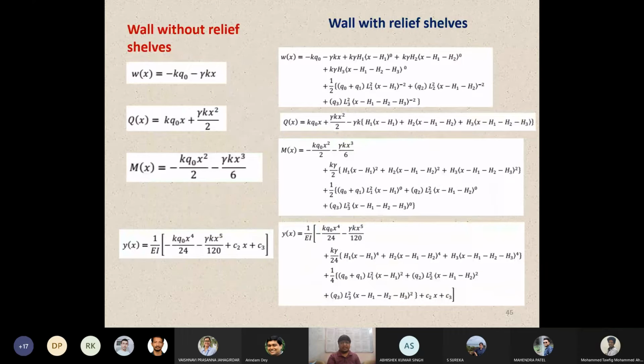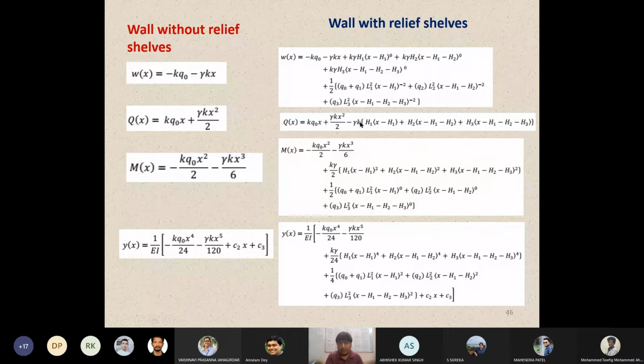What interesting thing you can notice is that without relief shelves, your expression will look like this one. This is the expression for the loading, this is for shear force, this is bending moment, and this is for the wall deflection. Moving towards the shear force distribution, without the relief shelves, the shear force distribution will be like this, where it is K Q naught X plus gamma K X square by 2. Quickly wrapping this up, K is your lateral earth pressure coefficient, Q naught is your surcharge pressure, and X is the position you are considering at any wall section, measured from the backfill surface.